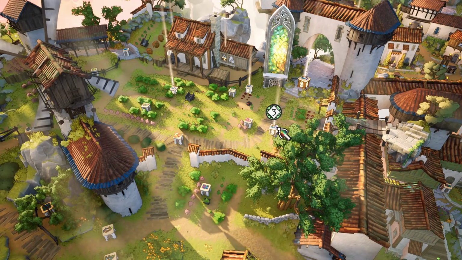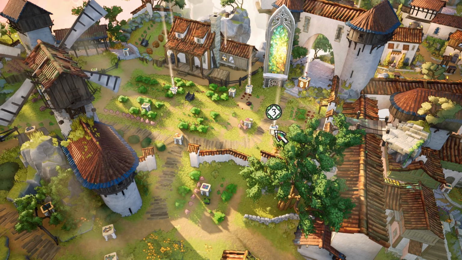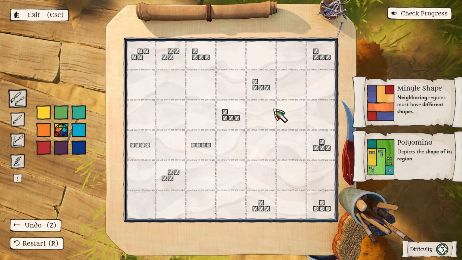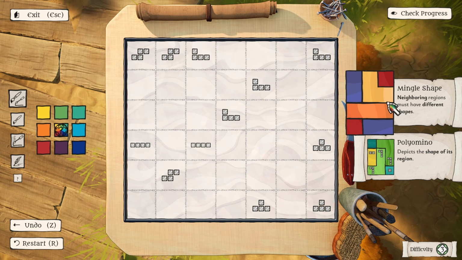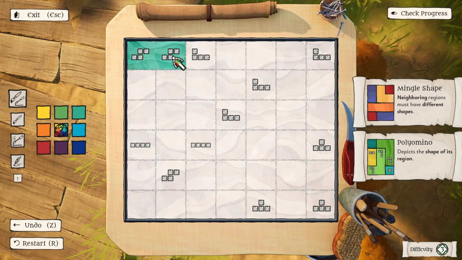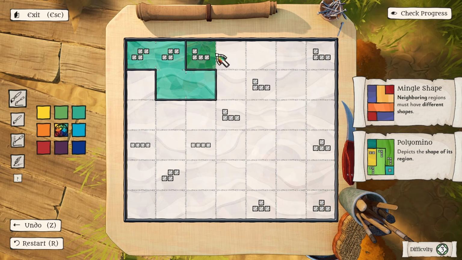I need to, well, let's see. Let's try this one. Okay, if these were separate shapes, they'd be touching because we still have mingle shape, but it can't happen. So they're the same shape, and it does that. Now this has to come out here. It could go to there and take that, or it could come up here and take that. It does one or the other.